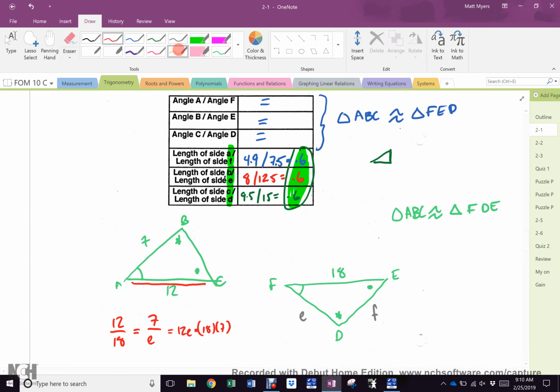Now, there's a shortcut here. The shortcut is multiply the pair and divide the spare. 18 times 7 divided by 12. That will give you E. What is it? E is 10.5. Perfect.